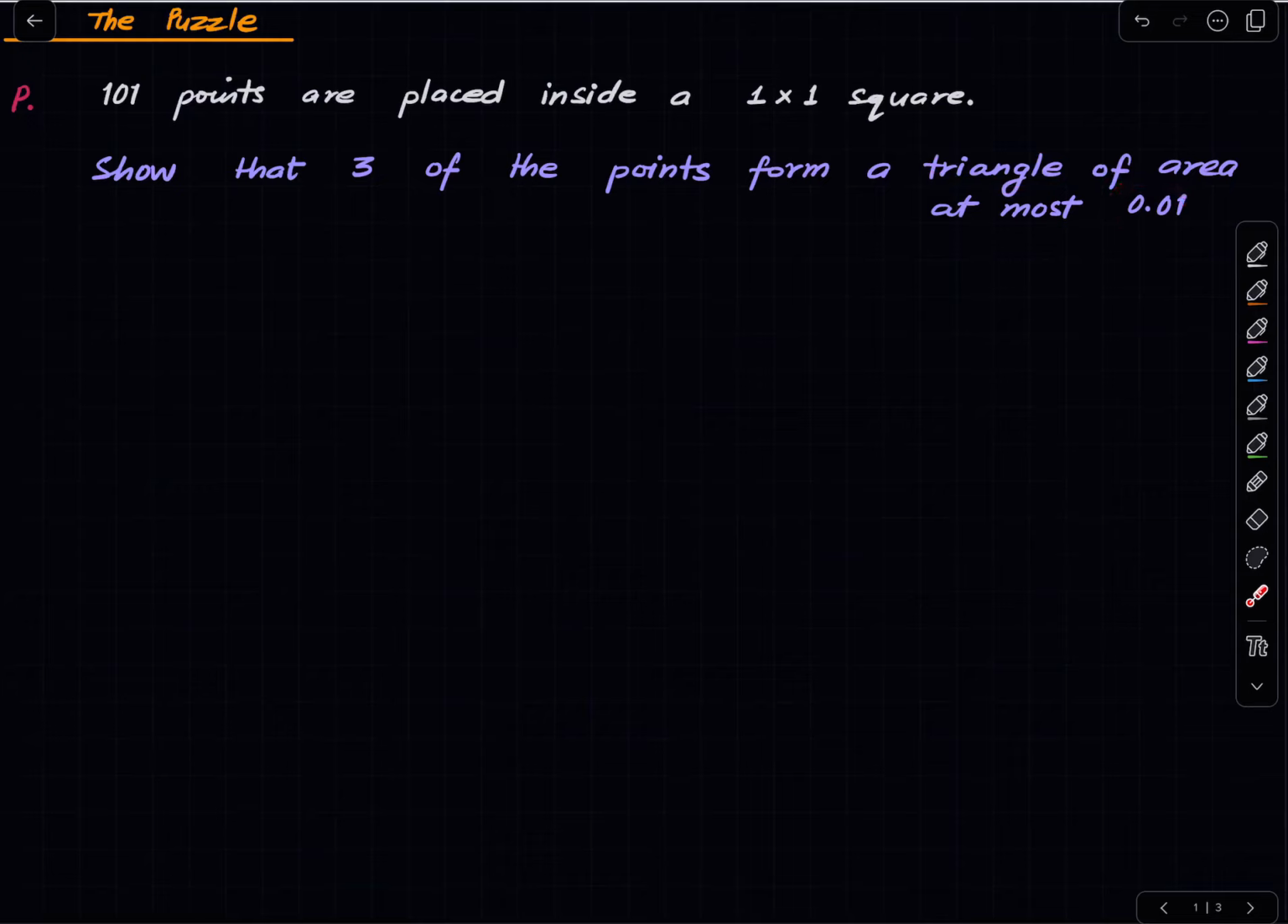So heuristically, if you place too many points in a small space, 3 of the points will form a triangle of small area. And this is a quantitative version of that heuristic. Okay, so as usual, you're encouraged to pause the video before we look at what I'm going to discuss. And with that, let us move to the solution.